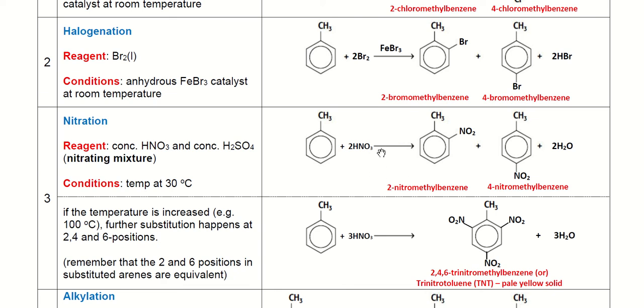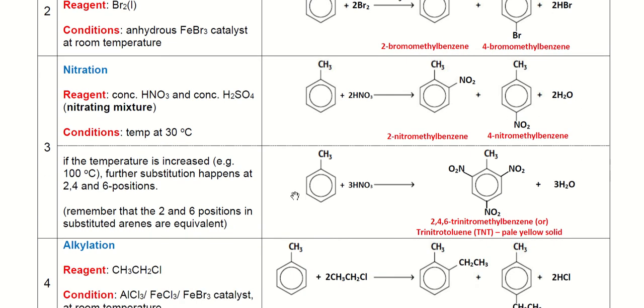Again, the NO2 will attach at the second, and it can also be on the fourth. So you call this 2-nitromethylbenzene. This one you call 4-nitromethylbenzene, and the side product is water. Now what happens if I increase the temperature? Instead of 30, now I increase it to 100 degrees Celsius. It means that I'm using a higher temperature. So what happens here is that all of these 2, 4 and 6 positions will be occupied by nitro.